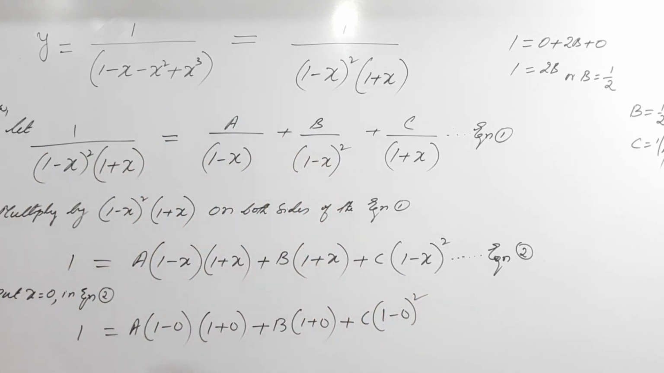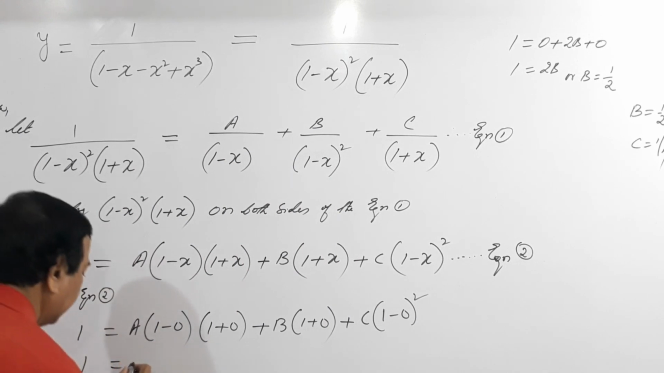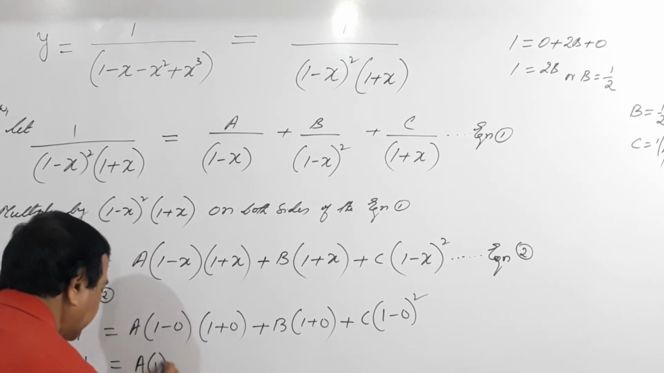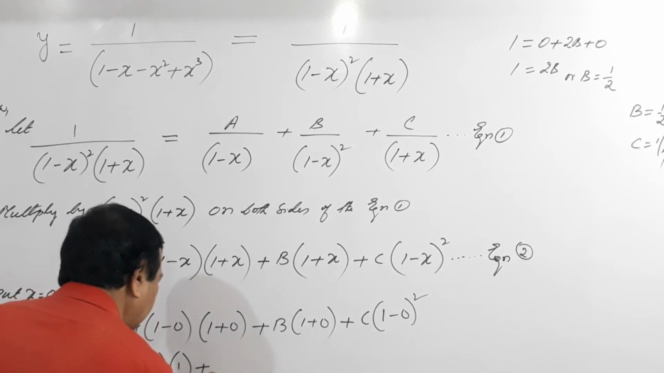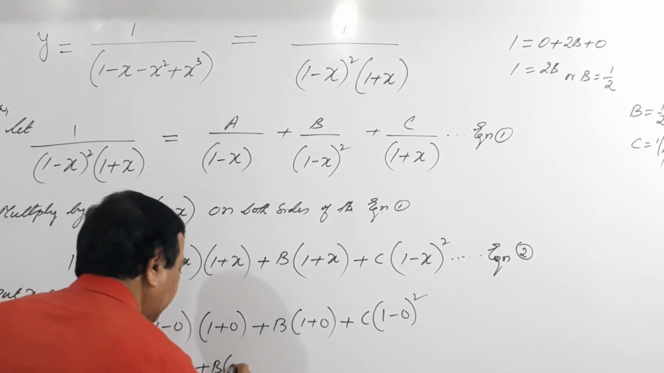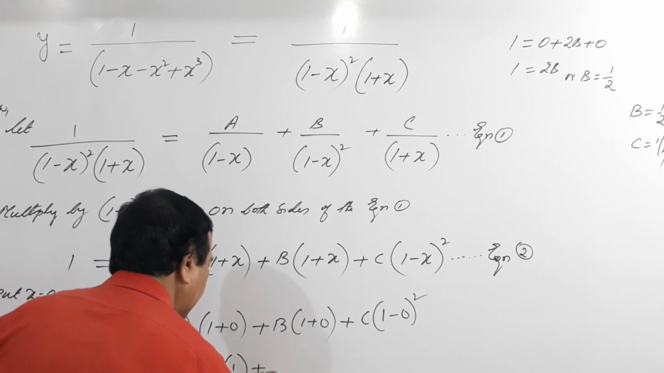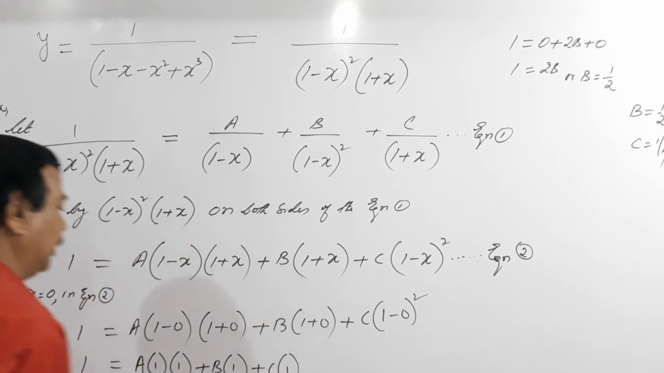Correct? What happens here? 1 minus 0 is nothing but 1. This is a into 1, again into 1, plus b into 1, plus c into 1.